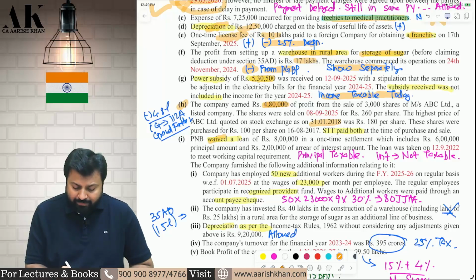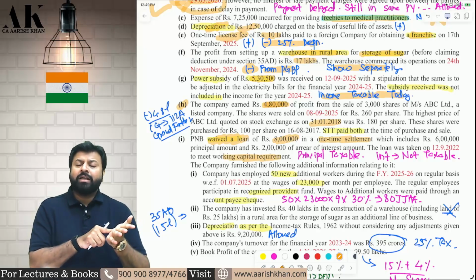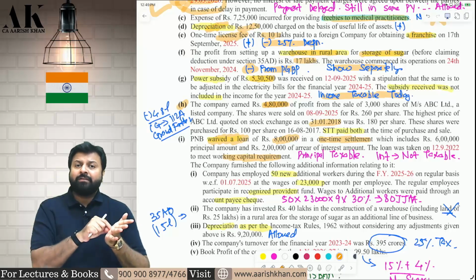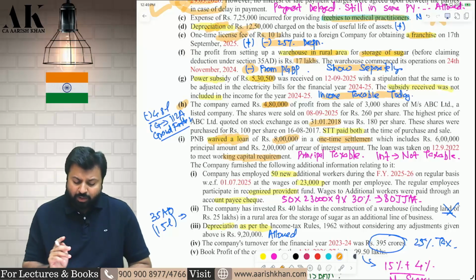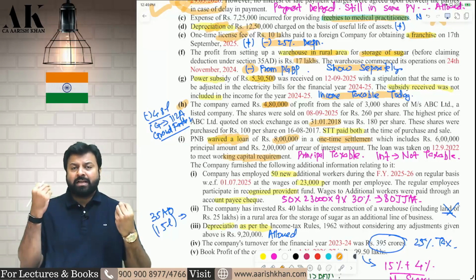Next, you have taken a loan from Punjab National Bank of 8 lakh rupees. Now that loan is taken for working capital requirement, and that loan is waived off by the bank. In that there are two parts. 6 lakh is your what? Is your principal, and 2 lakh rupees is your interest. So whatever principal is waived, now entire 8 lakh rupees you have credited to what? P&L account.